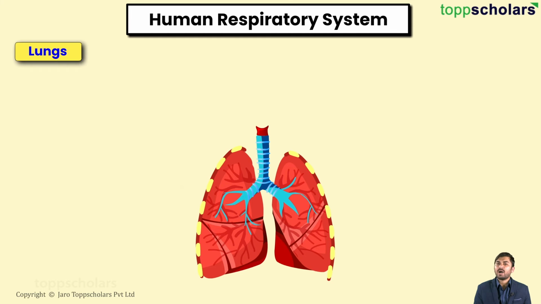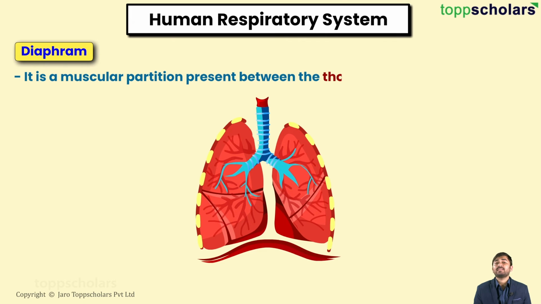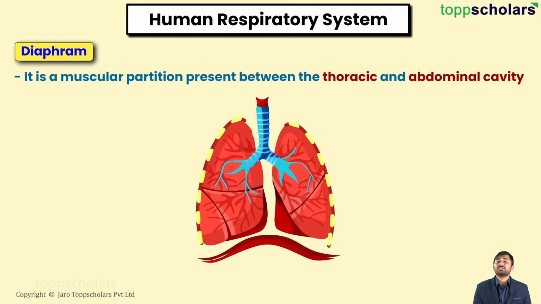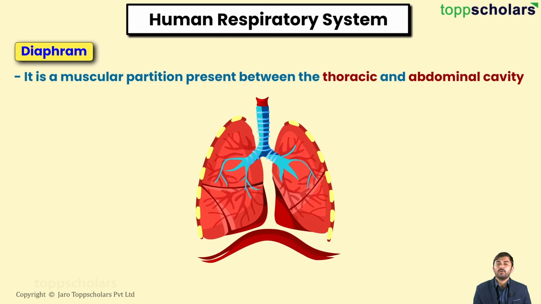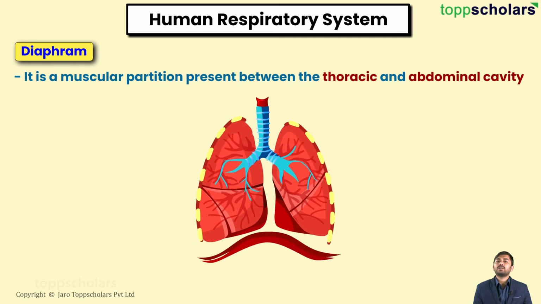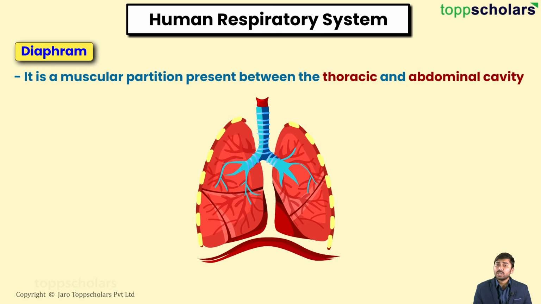Another important part that helps in respiration is the diaphragm. It is a muscular partition present between the thoracic and abdominal cavity. When the ribs rise up, there is lowering of the diaphragm, which causes a decrease in the pressure on the lungs. Due to this, air moves into the lungs through the nose. And when the ribs return to their original position and the diaphragm rises up, the pressure on the lungs increases. Due to this, air moves out through the nose.